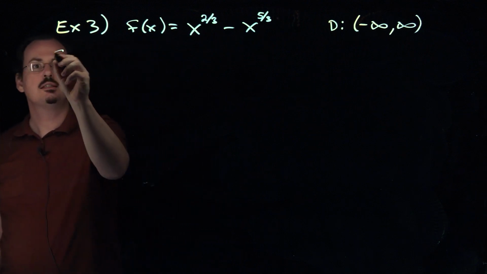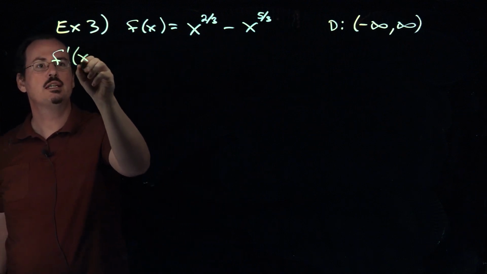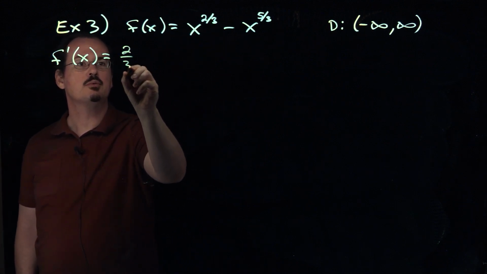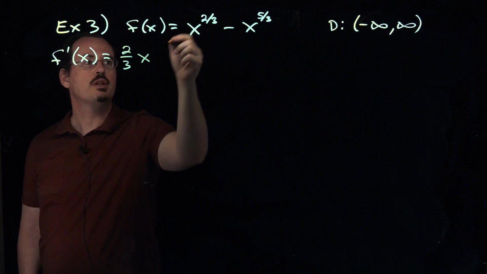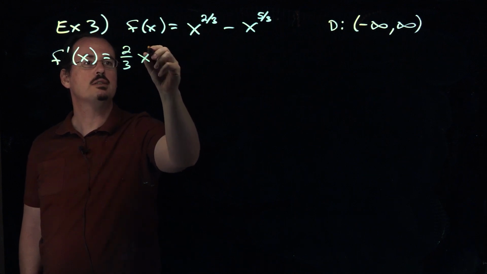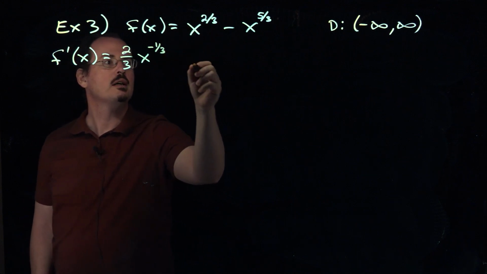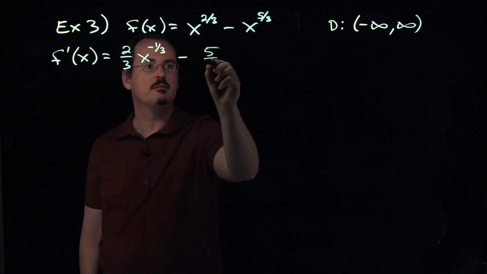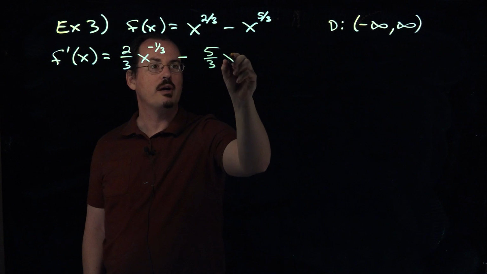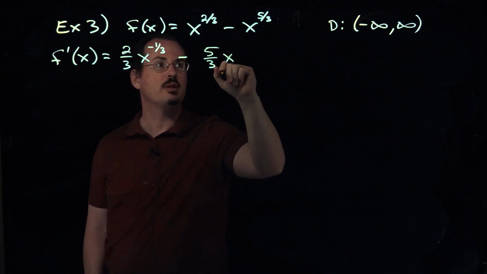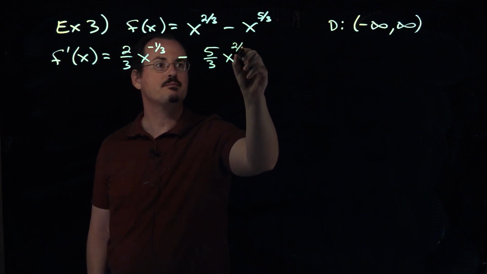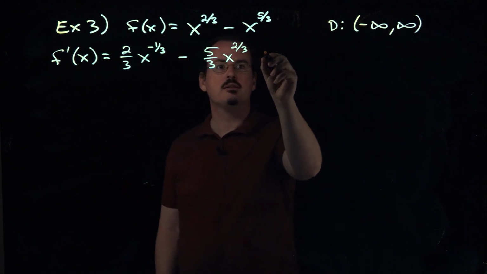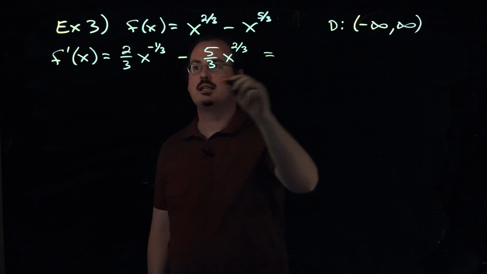So then next, we'll take the derivative of this thing using the power rule. So the power rule says, again, take that 2/3, put it in front, lower that power by 1. So 2/3 minus 1 is negative 1/3. And then minus, same thing here, bring that power down to the front, lower the power by 1. If I subtract 1 from that, I get 2/3. So there's my derivative.